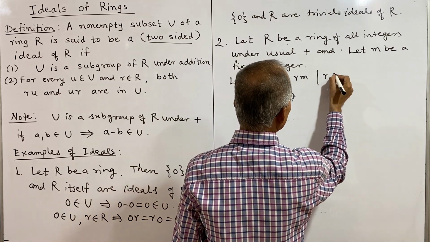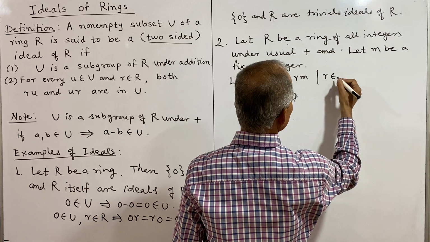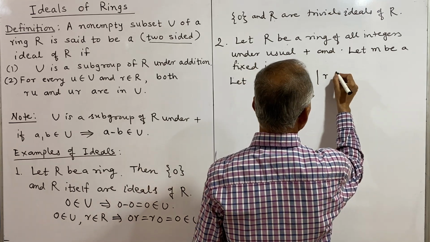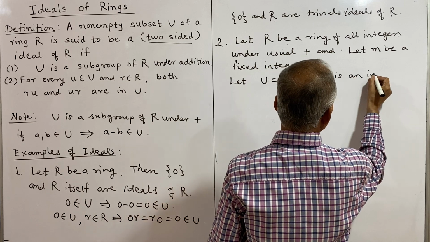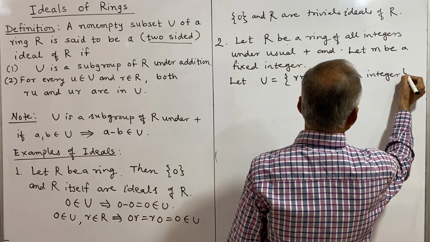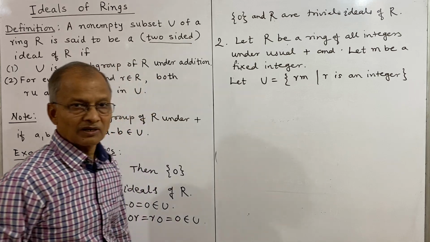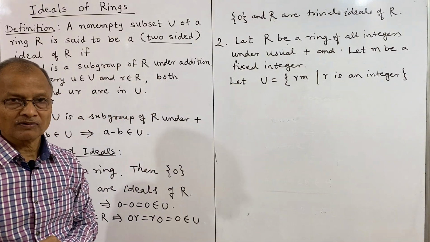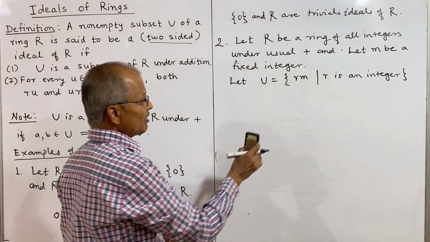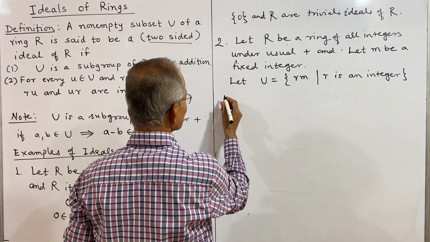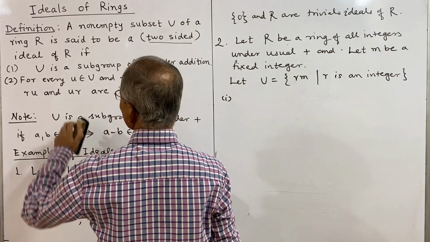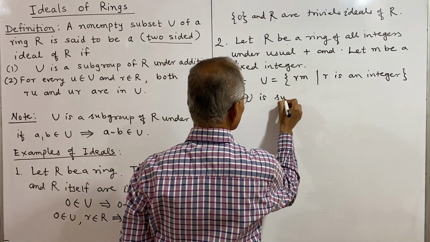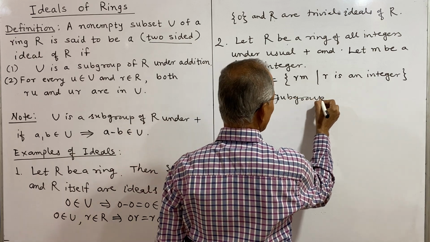such that r belongs to R, the ring of integers. r is an integer. Then we shall see that this is an ideal of ring R. Now how? First, we shall prove U is a subgroup of R under addition.